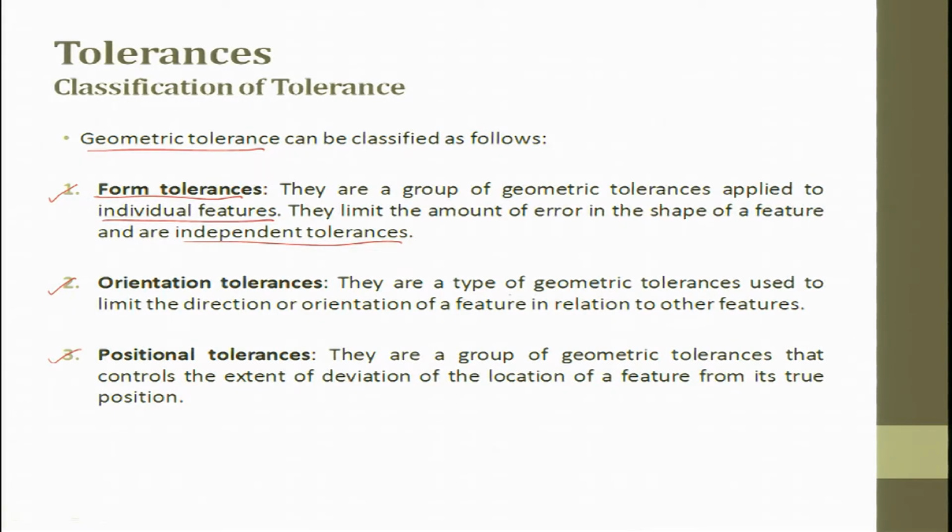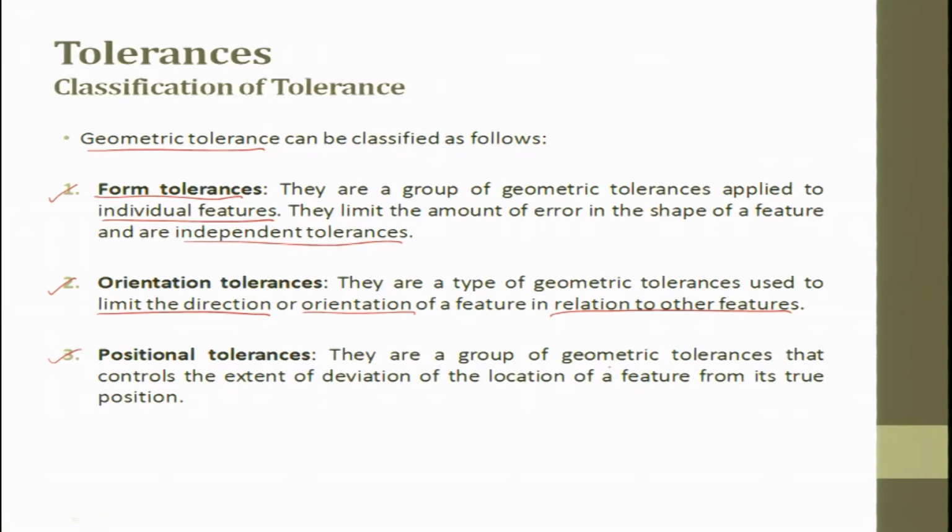Orientation tolerances are a type of geometric tolerance used to limit the direction or the orientation of a feature in relation to another feature. So, here orientation tolerance is always about the direction with which it has to be inserted or manufactured with reference to another feature. This is a very important point. This is called orientation tolerance, and the last one is called positional tolerance.